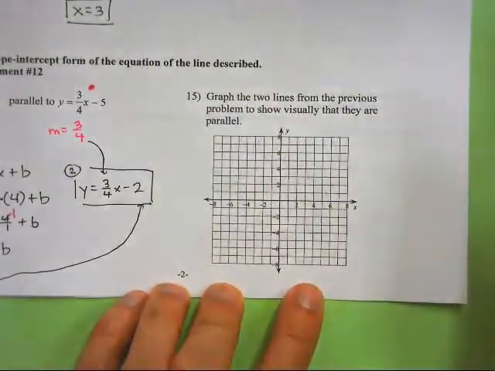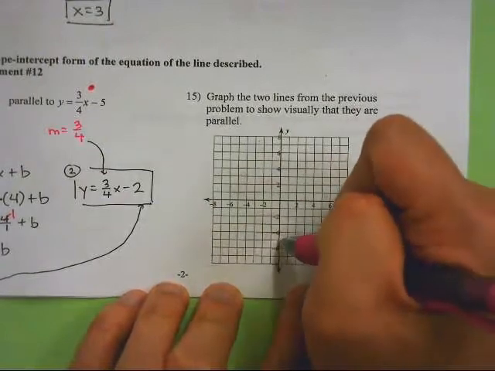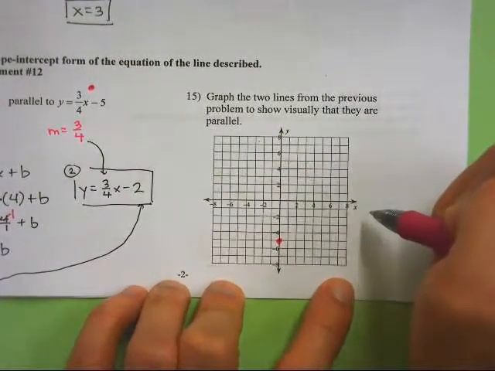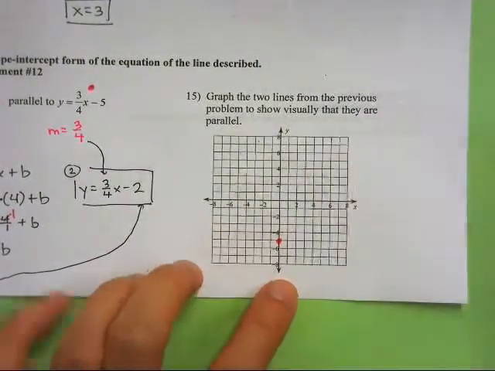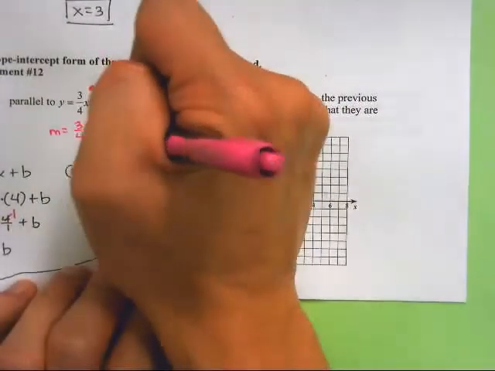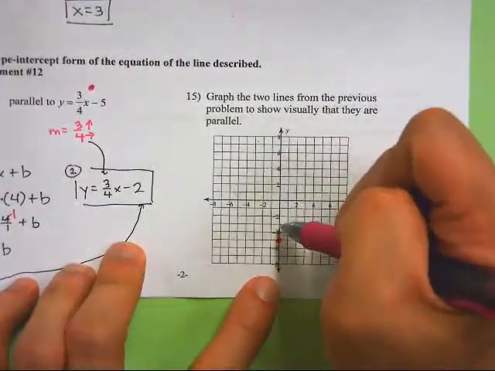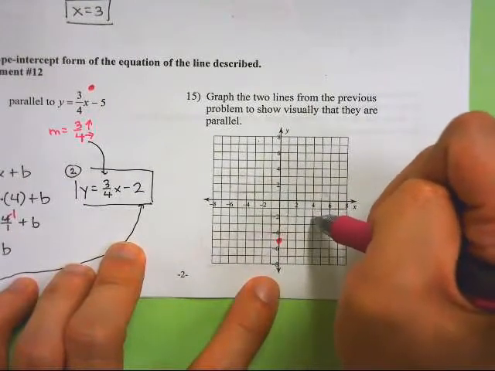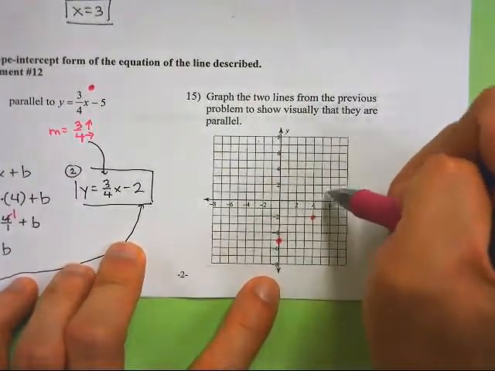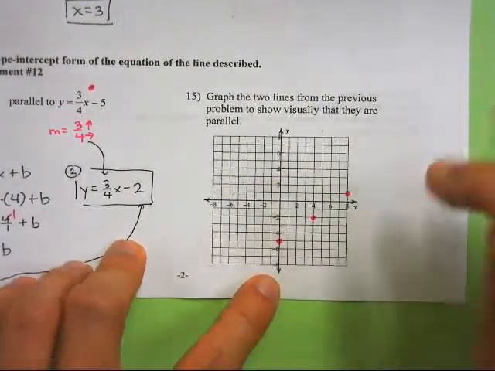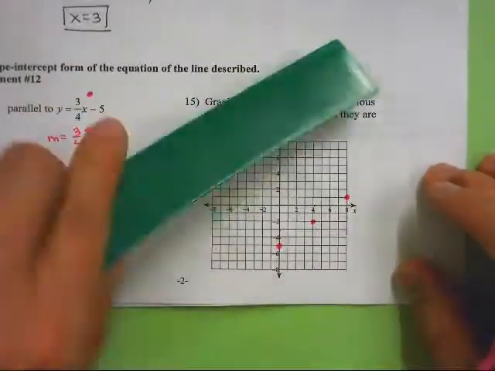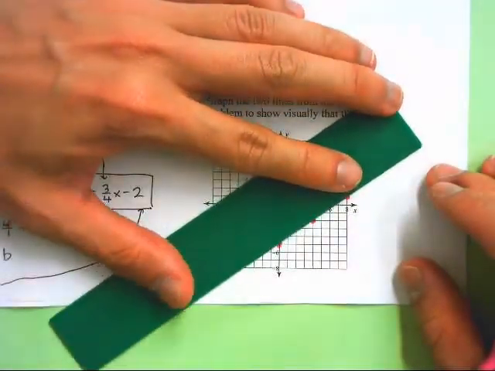So our y-intercept on the hot pink is -5, and then you're going to go 3 up, 4 to the right. So 3 up and then 4 to the right. 1, 2, 3, 1, 2, 3, 4, 1, 2, 3, 1, 2, 3. And yes, you can take out your straight edge or protractor ruler.